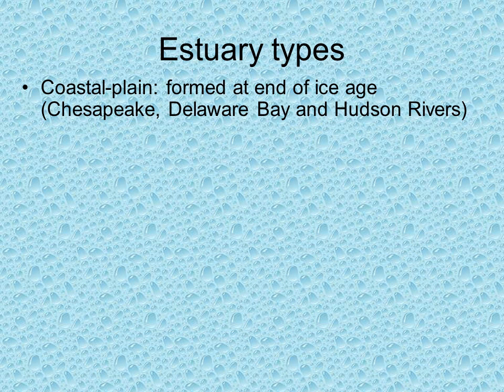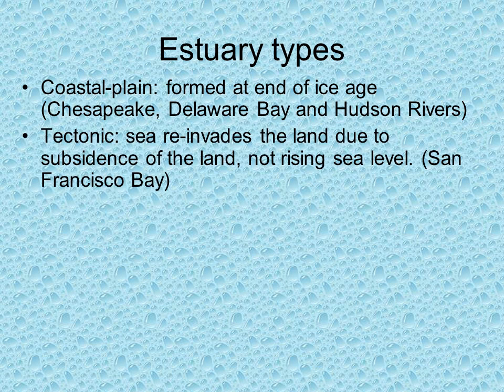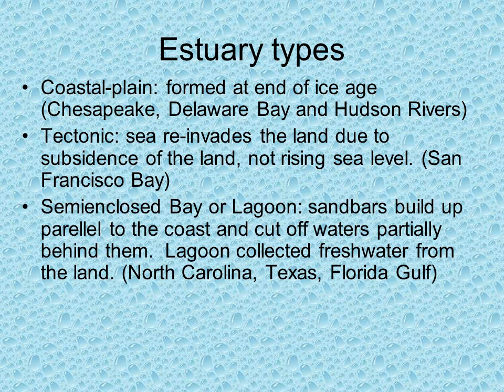So estuaries, there are four main types. There's a coastal plain, which was formed at the end of the Ice Age. There's tectonic, where the sea reinvades the land due to some kind of subsidence of the land, where the land went underground and the water just invaded again, like San Francisco Bay. There are semi-enclosed bays or lagoons, which typically have sandbars built up around them. You see this down south a lot throughout North Carolina, Texas, and the Florida Gulf Coast.